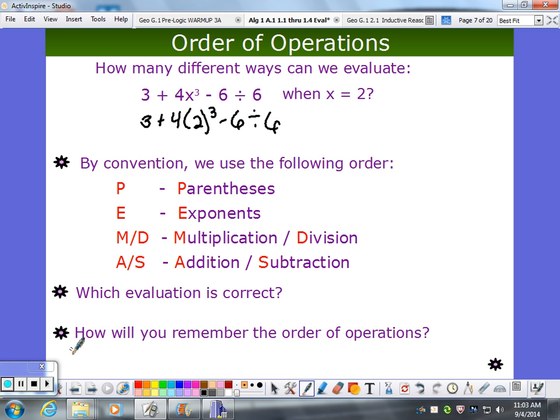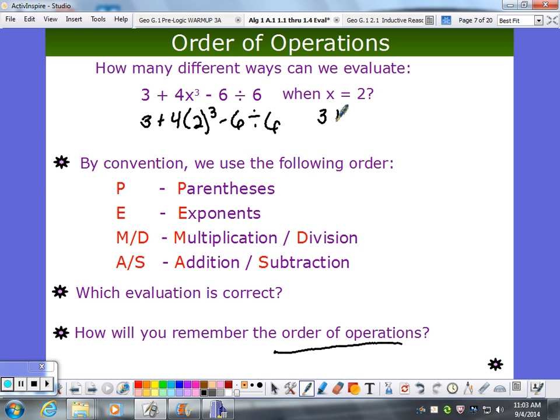Let's just evaluate this. Does anybody have difficulty with the order of operations? Is that a tough thing? Or are we pretty good? When to do it and when not to do it. All right, well, let's do this one first.